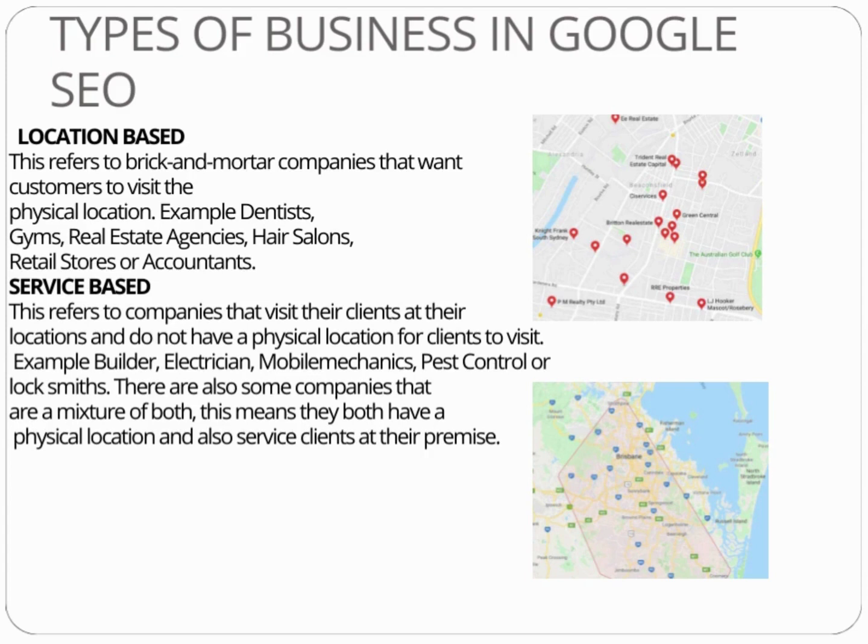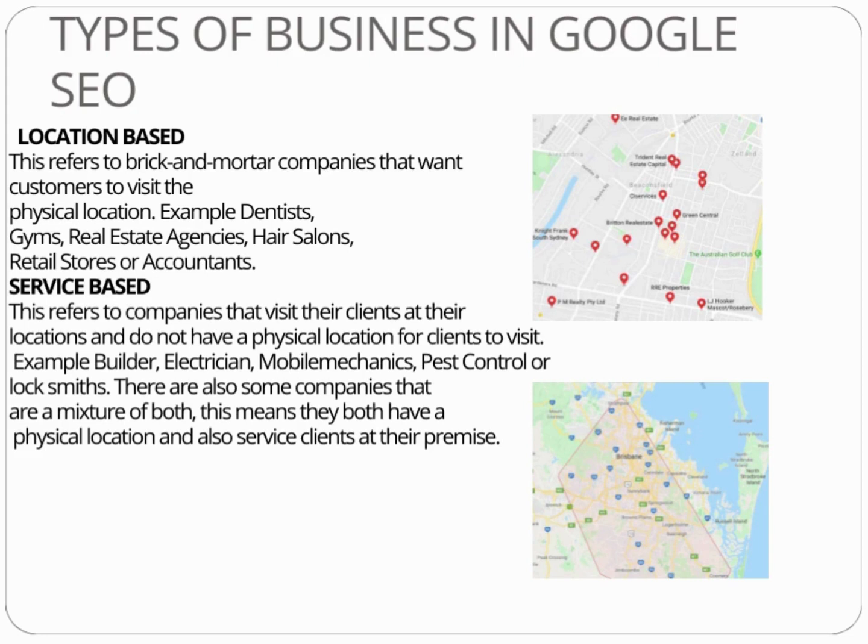Basically, there are types of businesses in Google local SEO. There are two types of business that actually utilize local SEO. The first one is location based. This is the type of business that invites customers to visit their physical location, for example a dentist, gym, hair salon, or any supermarket near you. When you type "market near me" in the search bar, you will get those locations. This is one type, where they expect the customer to visit their physical shop.